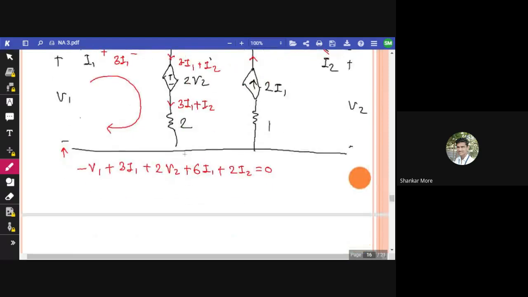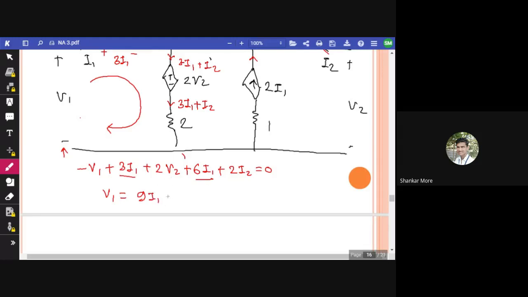So if we simplify this to calculate Z parameters, the initials are V1 and V2, so we have to calculate V1 here. We'll take V1 to the other side: 3I1 plus 6I1, that is equal to 9I1.